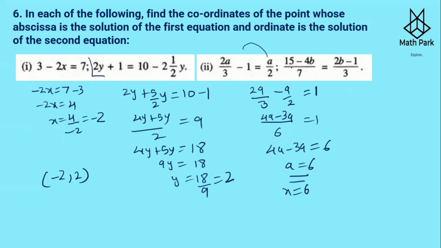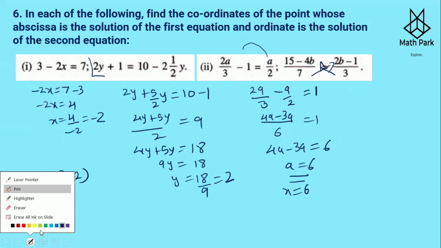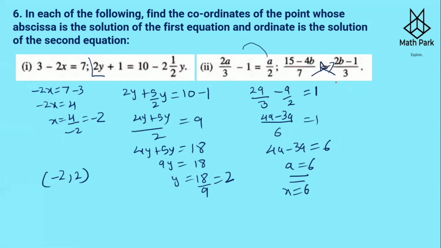Solving the second part, 15. So let us cross multiply here. Let me take a different color so that you'll be able to see. So 3 times 15 minus 4b is equal to 7 times 2b minus 1. 3 times 15 is 45, minus 3 times 4 is 12b is equal to 7 2s are 14b, 7 times 1 is minus 7.